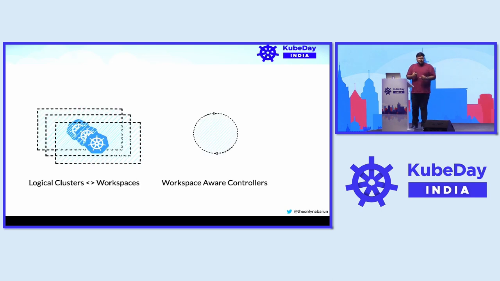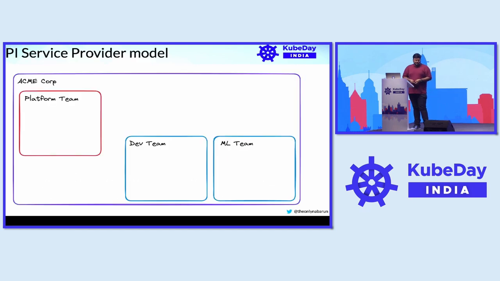Now, along with this, it's not just about resources and multi-tenancy. What is also good is KCP bundles with a lot of workspace-aware controllers. It also bundles with workspace-aware controller runtime. So if you are using controller runtime to reconcile your CRDs, KCP bundles with a controller runtime where you can talk to multiple workspaces at once. That's the beauty of the tooling that KCP gives you.